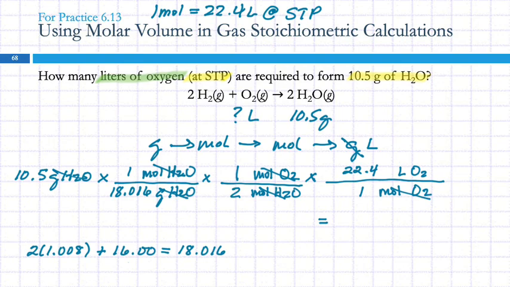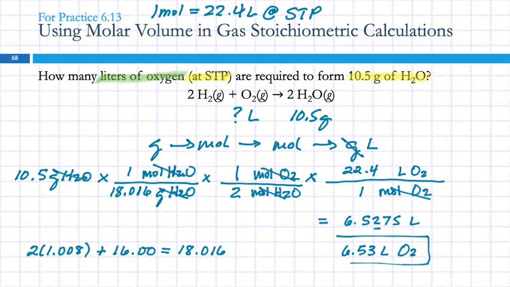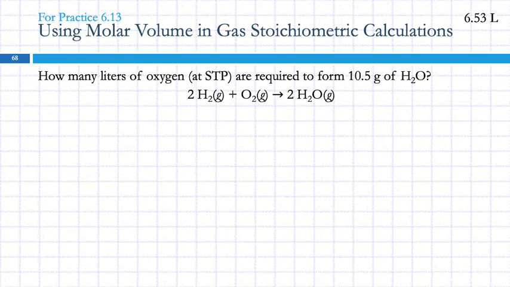So 10.5 divided by 18.016 divided by 2 times 22.4. 6.5275 liters, 6.53 liters of oxygen. Any questions? 6.53 liters.